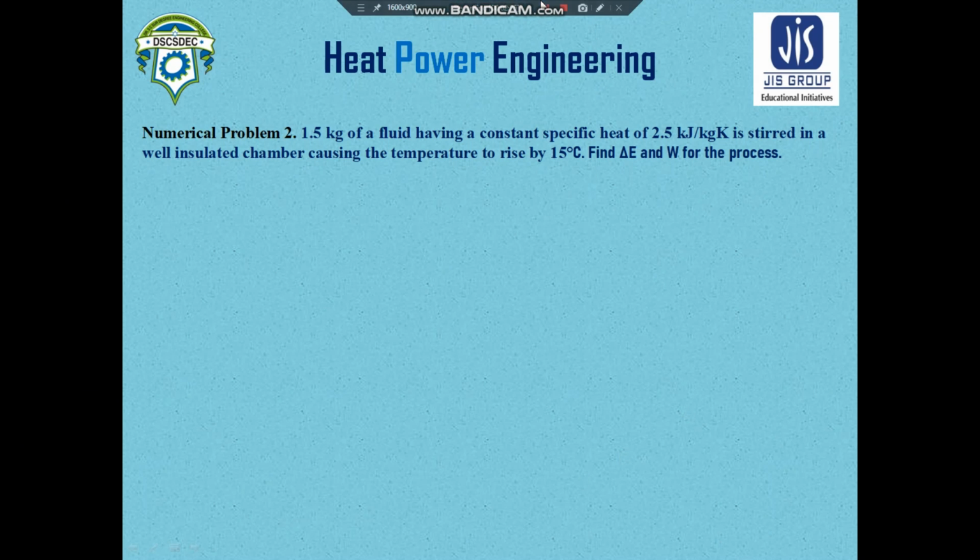Okay, so you can see that 1.5 kg of a fluid having a constant specific heat of 2.5 kilojoule per kg Kelvin is stirred in a well-insulated chamber, causing the temperature to rise by 15 degrees Celsius. Find delta E and W for the process. So what is happening in this process? It is an insulated chamber. That means there is no heat transfer from the outside. The stirring is going on inside, which is increasing the intermolecular energy.